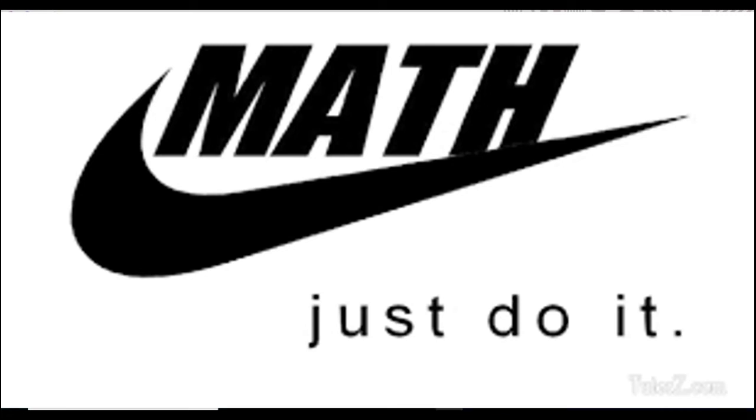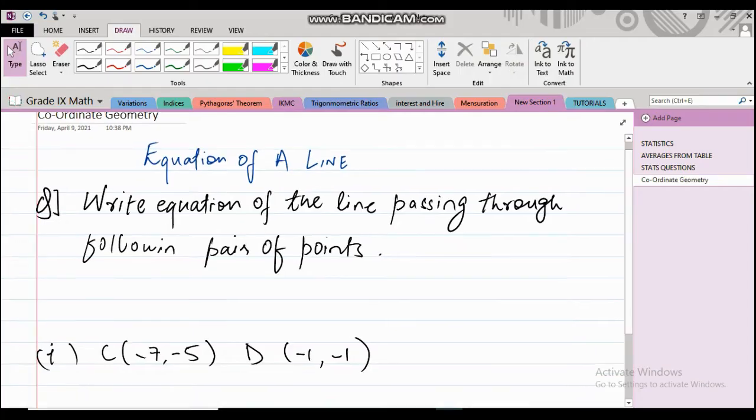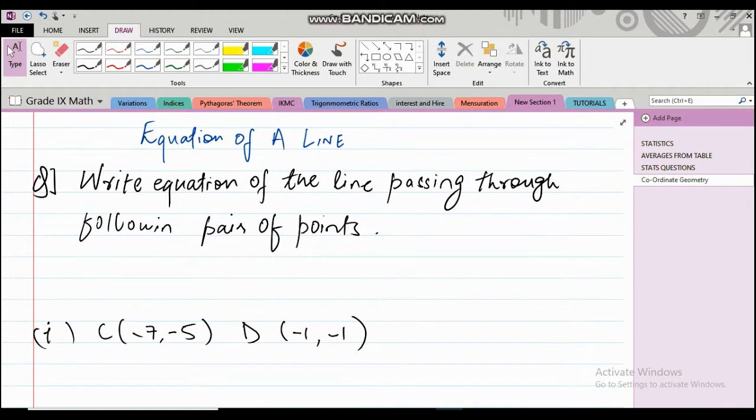Today we are going to look at how you can write down an equation of a line. So this is my question in front of me. Write the equation of the line passing through the following pair of points. That means this is a line which passes through C and D.